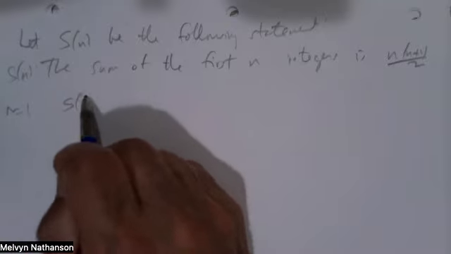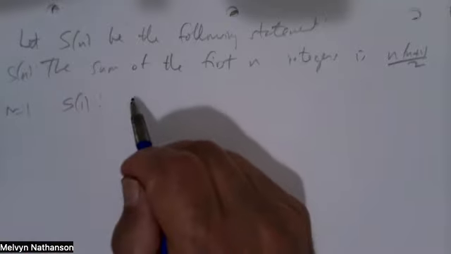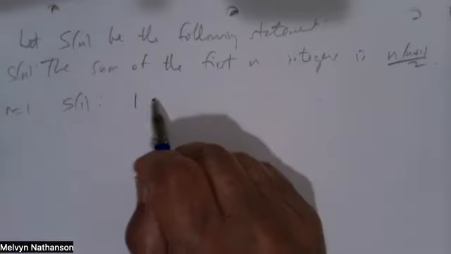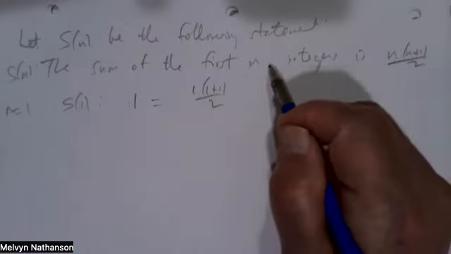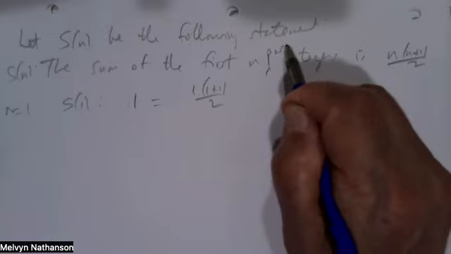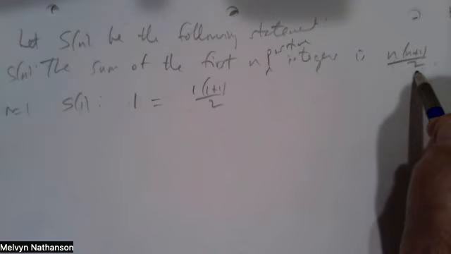Let's just check. What is the case n equal 1? So what is the sum of the first one integer? 1. And if you let n equal 1 in this equation, you get 1 times 1 plus 1 over 2 is equal to 1. So S of 1 is true. The sum of the first n positive integers is this. What about n equal 2?